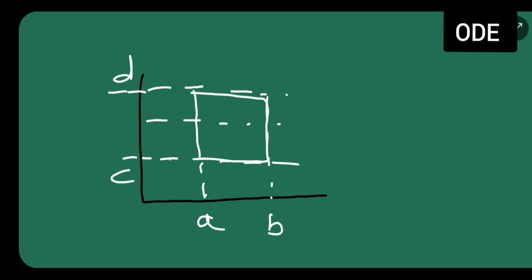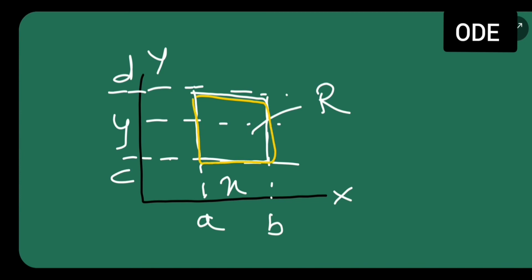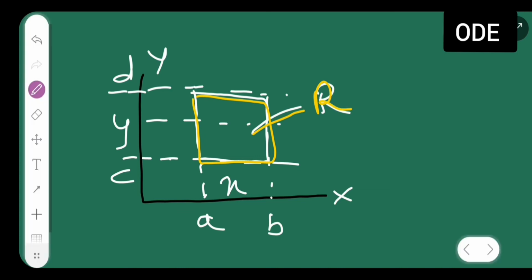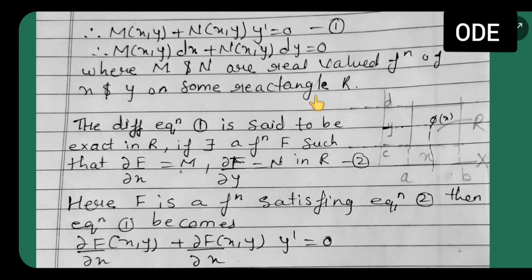So what is going to happen? This part which I have taken, this is my region R. And this is the x-axis, this is the y-axis. So here x lies between A and B, and here y lies between C and D. And this is my region. This is nothing but a region for you all to understand this part properly, because this is the rectangle R. For some rectangle R, meaning this.